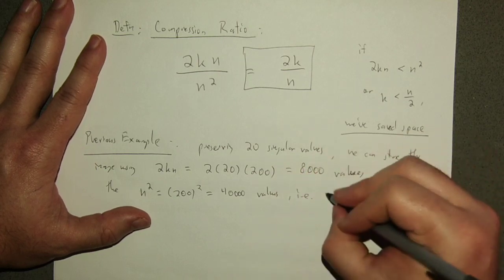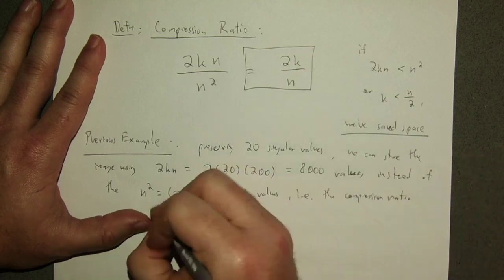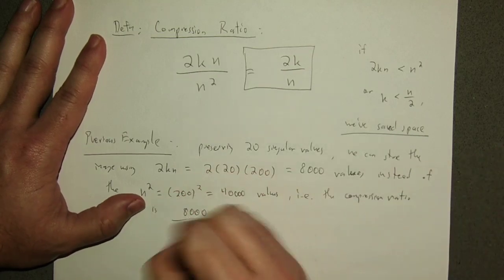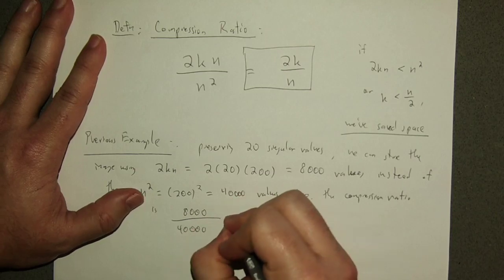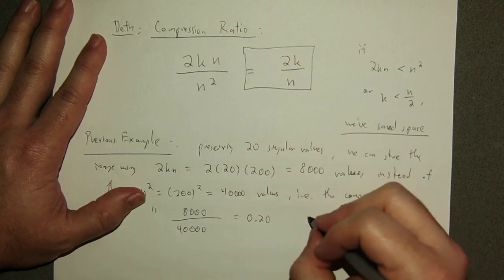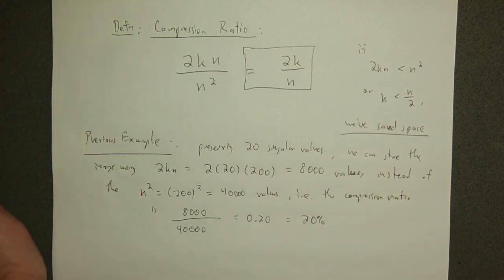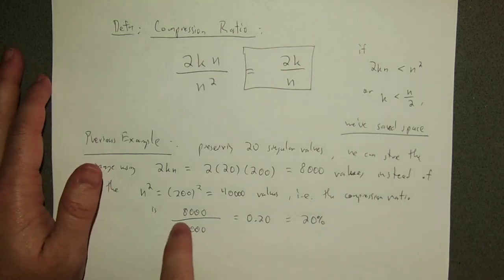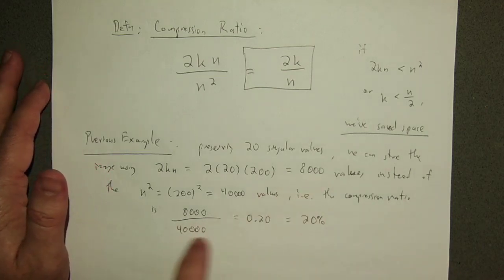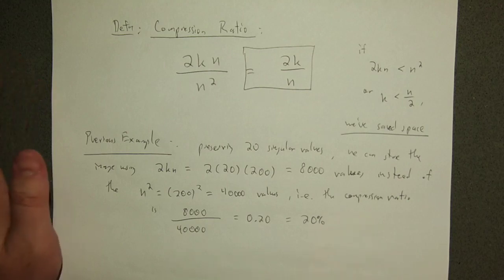i.e. the compression ratio is 8,000 over 40,000, which is 0.20 or 20%. Okay. Now keep in mind what that means. So the compression ratio is saying that this 8,000 is 20% of the total 40,000. So this doesn't say that I've compressed it 20%. It means that I've compressed it 80%.